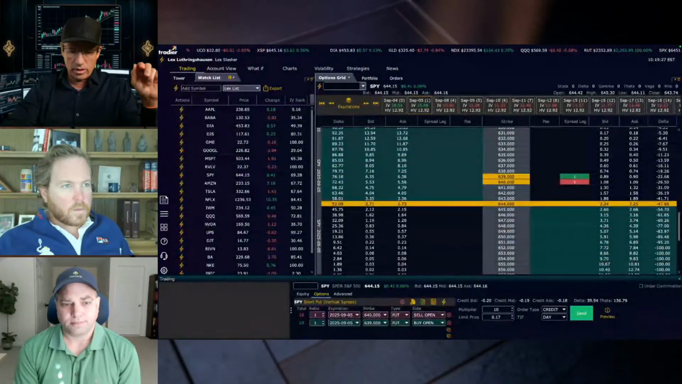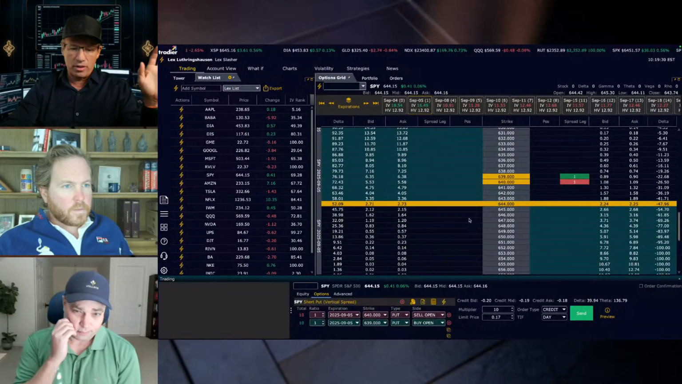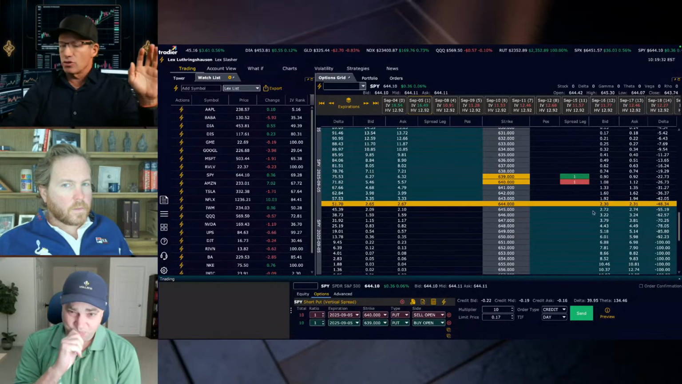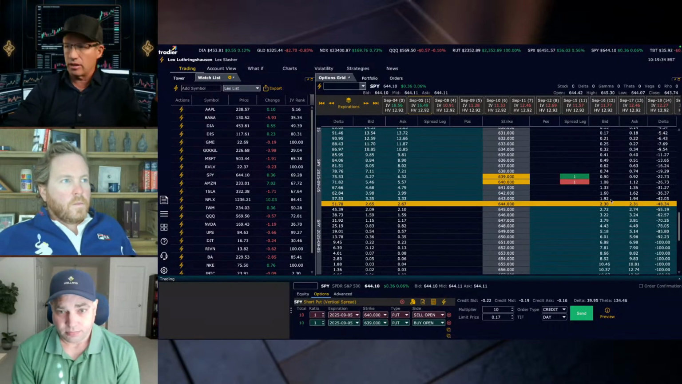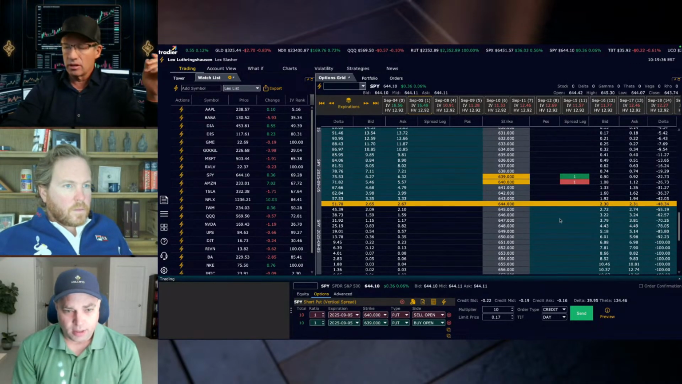Let's go to the screen real quick. I'm going to give a little Lex flavor here and see if you guys agree. Are we sharing? There we go. I just have SPY up here, and I picked these two strikes for my put credit spread. Can you guys see that? Can you see my mouse moving? Yep.